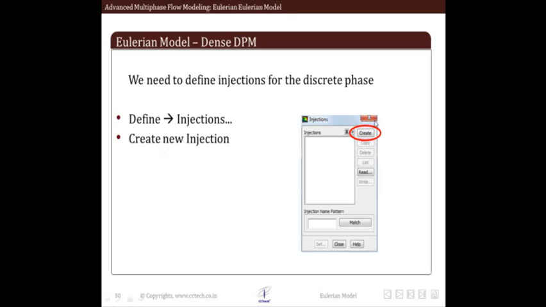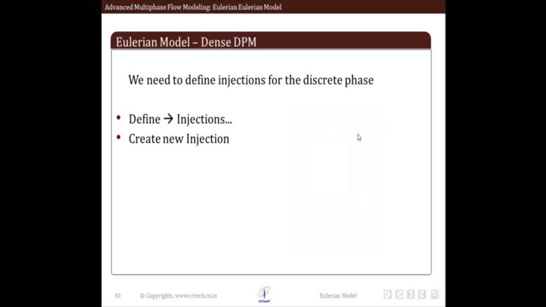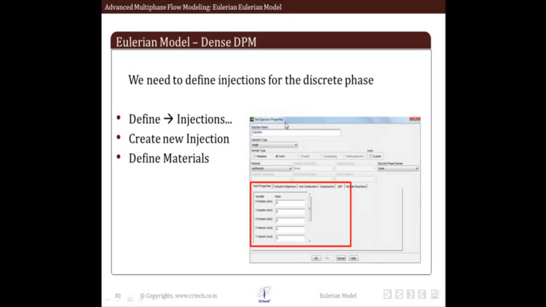Then the injection panel pops up. Here, currently there is no injection defined, so we click on Create. This will create new injections and take us to the Injection Properties panel. Here we set the injection properties. We define the injection name, the injection type, as well as the material used for the discrete phase. We also define the rest of the initial conditions for injections like X, Y, Z position, injection velocities, etc. In short, we input all the injection parameters and define a new injection. This injection will be treated as an injection for the discrete phase for the dense DPM model.